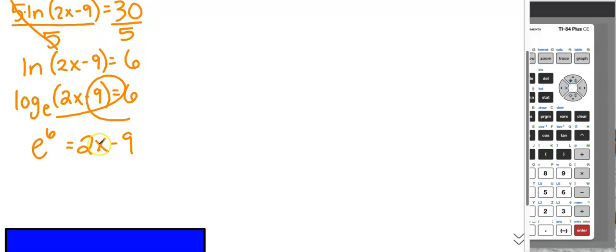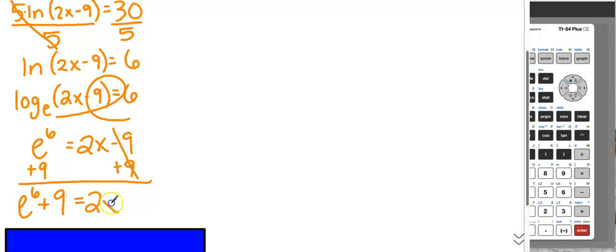So now I'm trying to, again, get x by itself. The reason x is not by itself is because there's a negative 9 and a 2. So I need to get rid of both of them. We do have to add or subtract first. So we are going to add 9 to both sides. Now, a common mistake here is to write 9e to the 6th, but that would be multiplication. So you're just going to write it how you would read that from top to bottom. So I would read that e to the 6th plus 9 equals 2x.